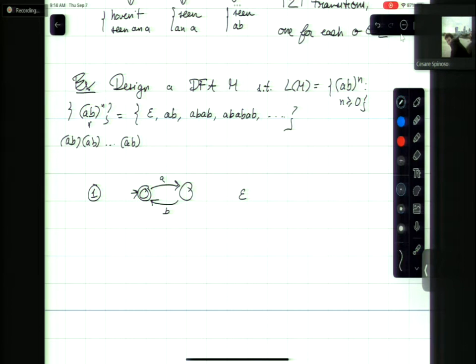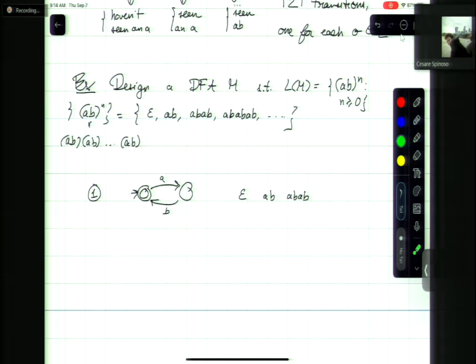Next, if I have AB, then my machine starts here, reads an A, then reads a B, and ends back at the start state, which is an accept state, and so it accepts AB. The same thing for, say, ABAB. It reads an A, a B, an A, a B, and ends in the start state, which is again an accept state, and so it accepts ABAB. So it seems like I've dealt with all the cases where I need to accept strings.